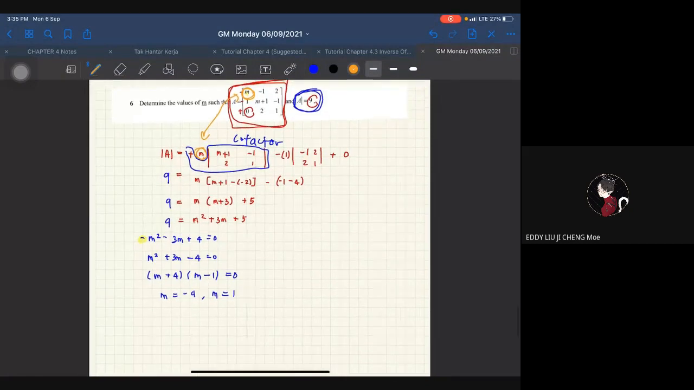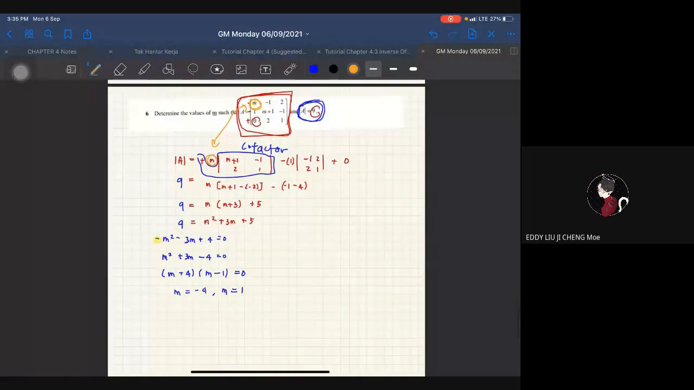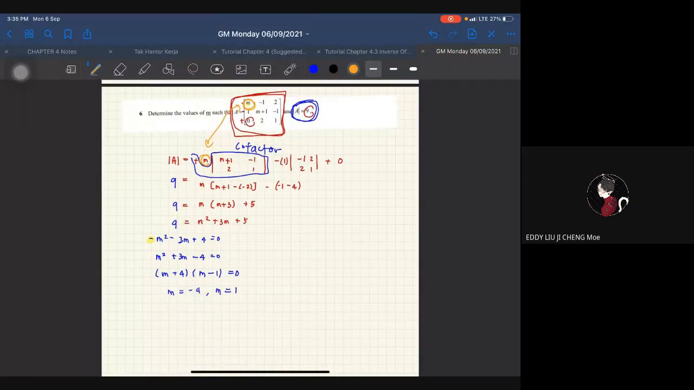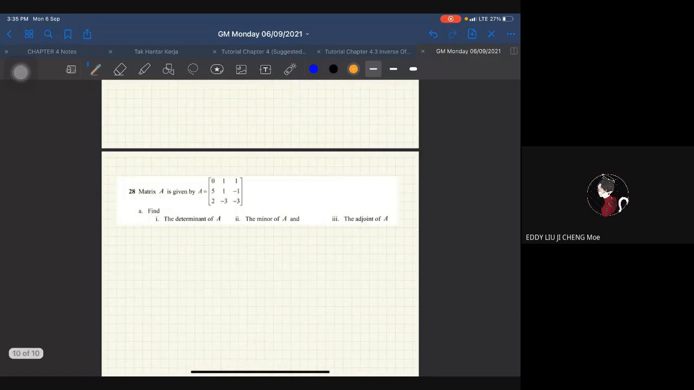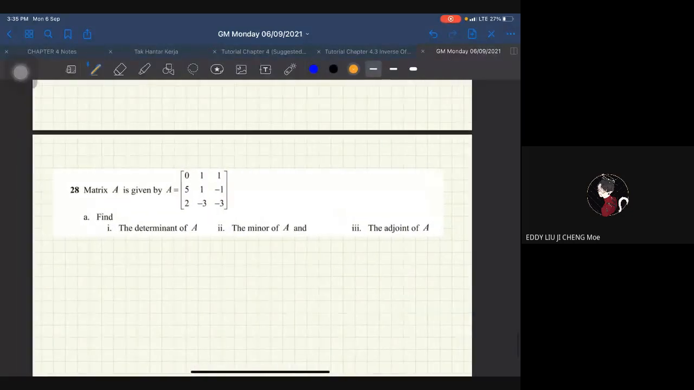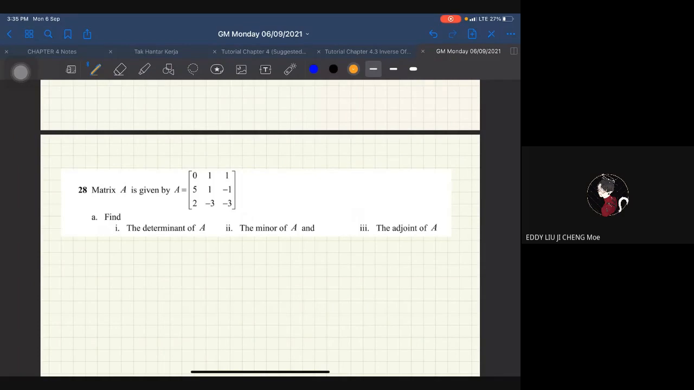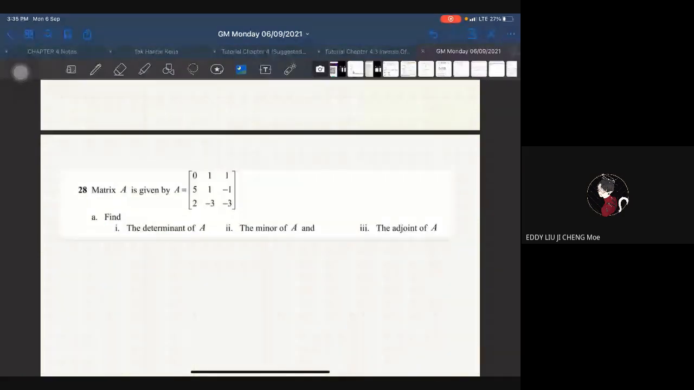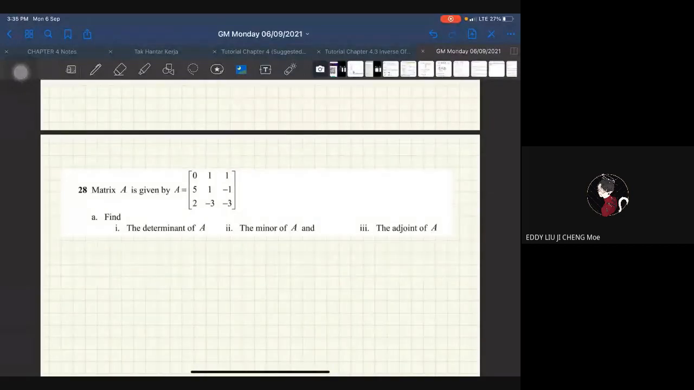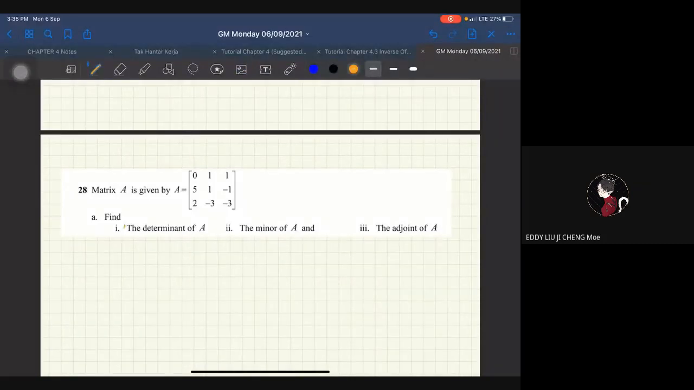Okay, so this is it for question number 6. Okay, sekejap. So saya ada satu soalan tambahan untuk awak cuba buat this one. Jom kita buat sama-sama. Okay, so let's try to do this question together. Okay, so soalan ni dia adalah soalan pasia. Okay, so kita diberi satu matrix A, and then disuruh kita cari determinant. So first one disuruh cari determinant, the second one disuruh kita cari minor, and then lastly disuruh kita cari adjoint.